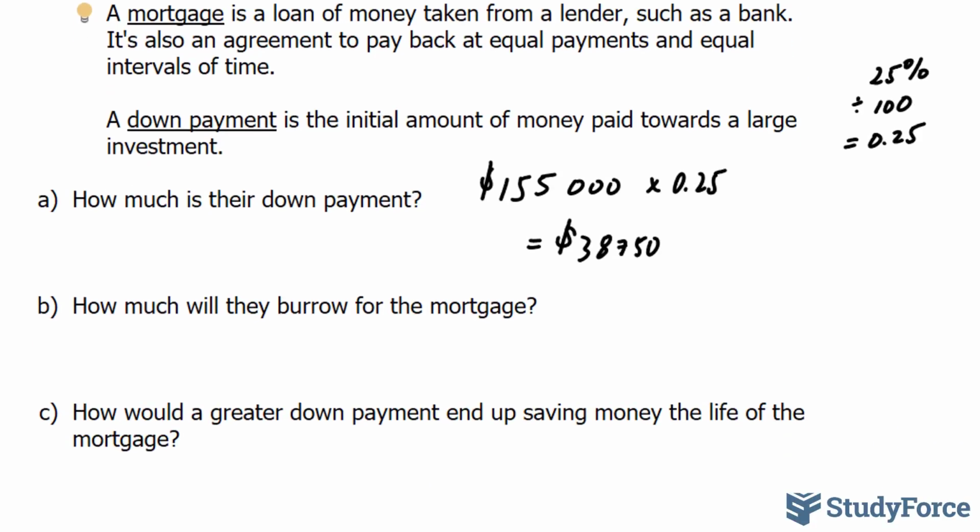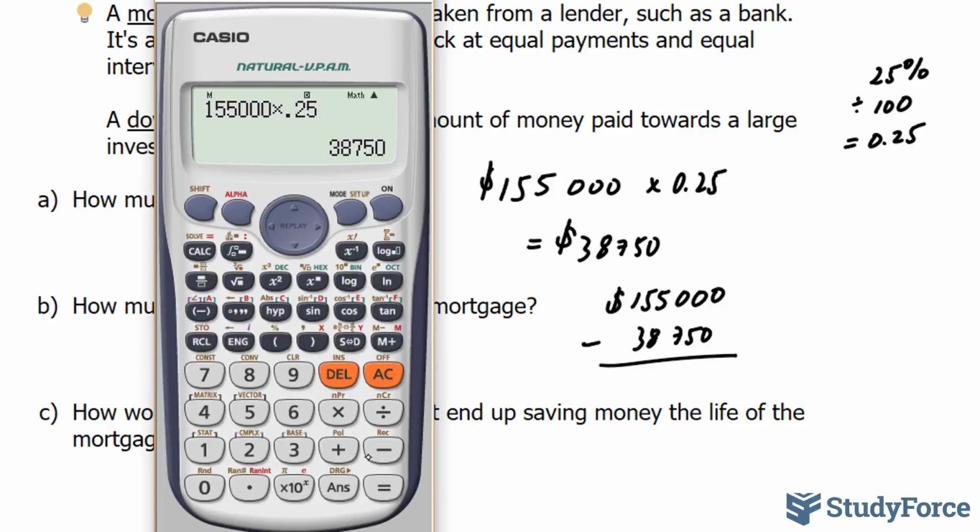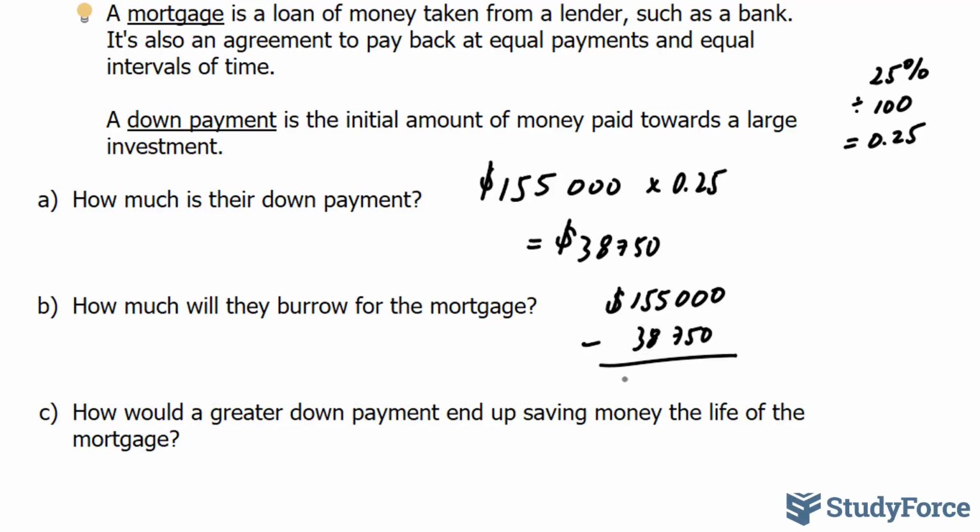In part B, they ask, how much will they borrow for the mortgage? To answer this question, we'll take $155,000 and subtract from it $38,750. Using our calculator, $155,000 minus the number that we got earlier is equal to $116,250. So this is the amount that they will be borrowing from the bank.